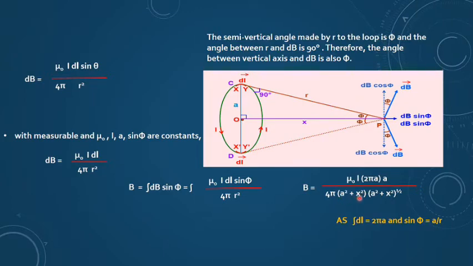So if you just work it out, you get the result B equals mu naught I a square divided by 2 into (a square plus x square) power 3 by 2. And of course the direction we can find by using the right hand thumb rule.